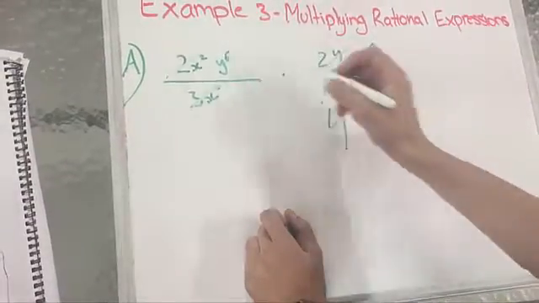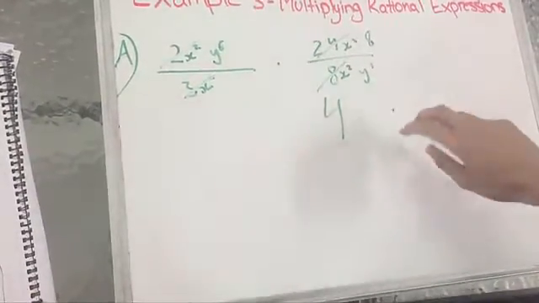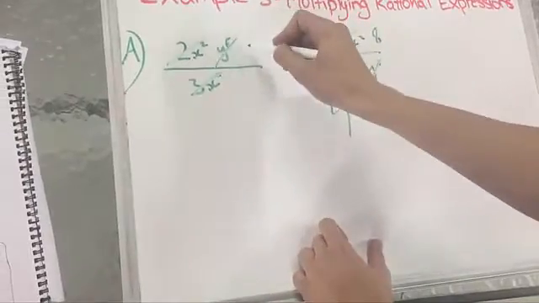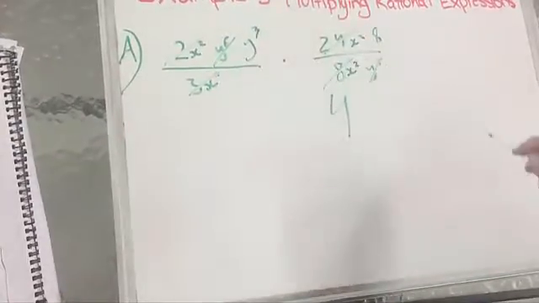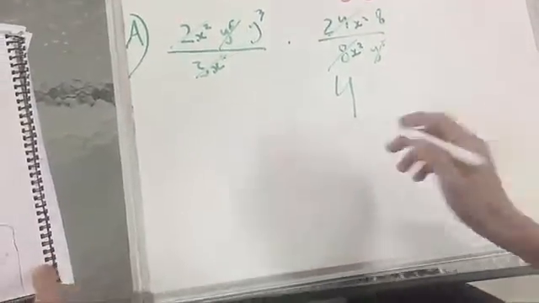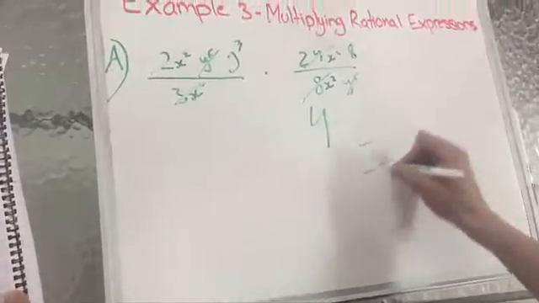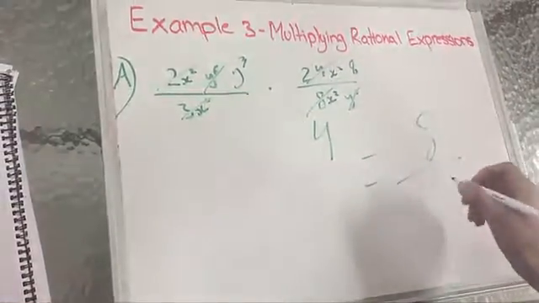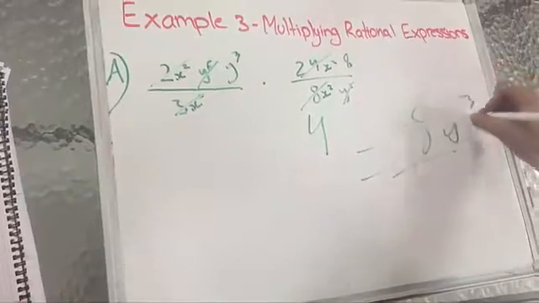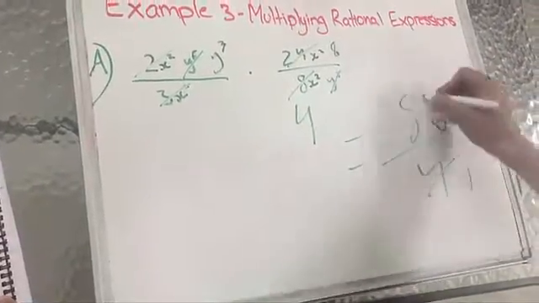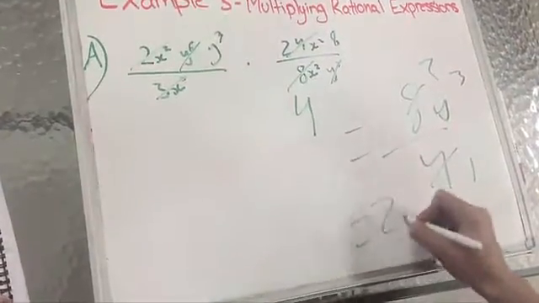And the y to the power of 6 and y to the power of 3, you can cancel them, and it will be y to the power of 3. So after we finish, we will have 8y to the power of 3 over 4, so the answer is going to be 2y cubed.